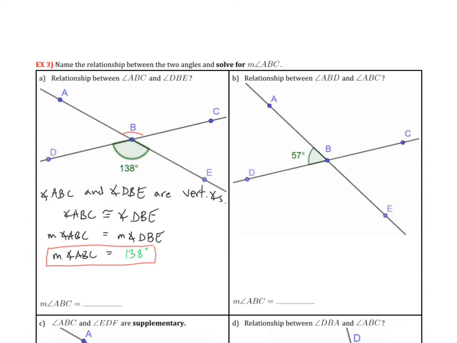All right, taking a look at part B. Part B is asking us for the relationship between the angle ABD and angle ABC. So, same exact picture, but now we have two different angles to worry about. We have angle ABD, which is marked to be 57 degrees. And now I have angle ABC, which is this one here.